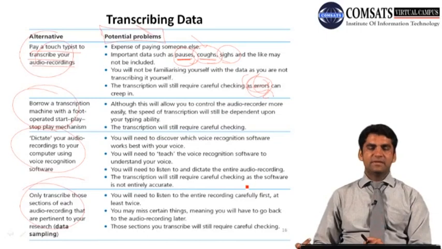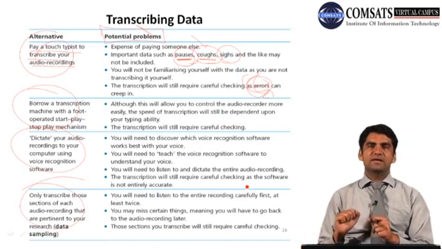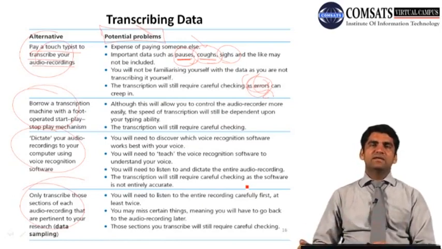The second alternative is to borrow a transcription machine with a foot operated start play stop play mechanism. There are machines that can be used to transcribe data. The potential problem associated with them is that although this will allow you to control the audio recorder more easily, the speed of transcription will still be dependent upon your typing ability. So how fast you can type depends on what kind of machine you have and all that. So this can be a problematic thing.